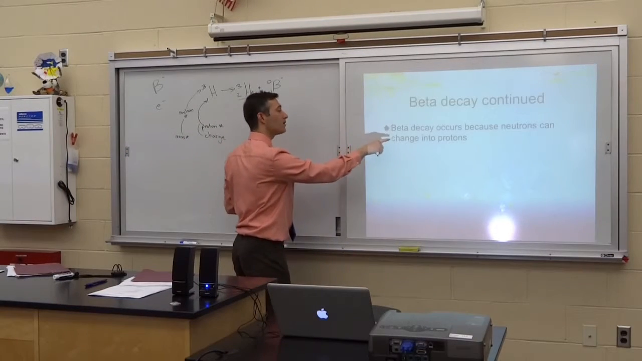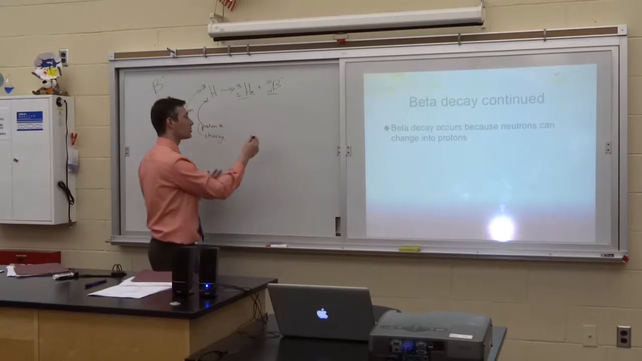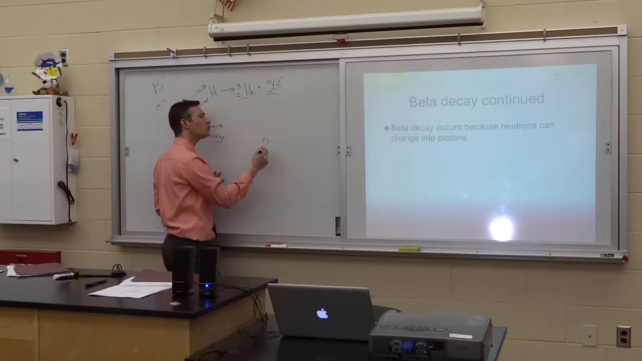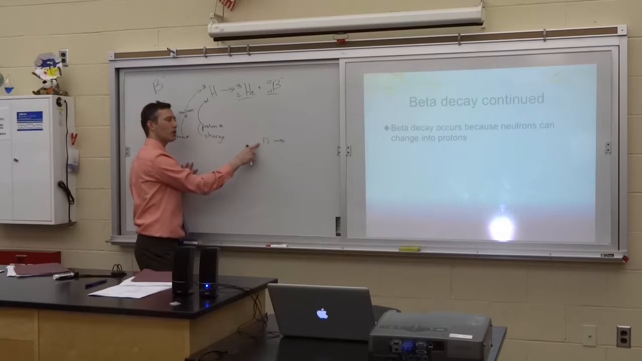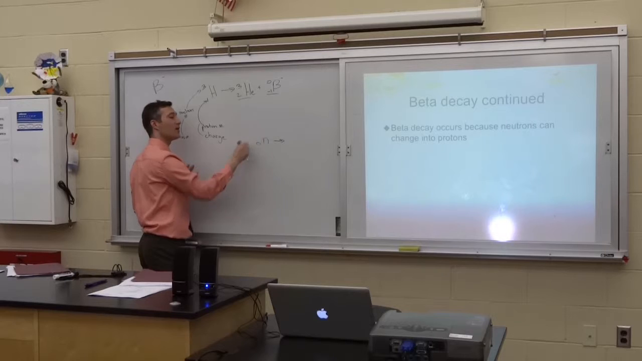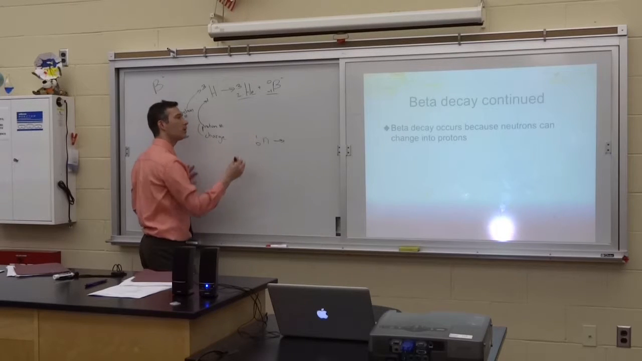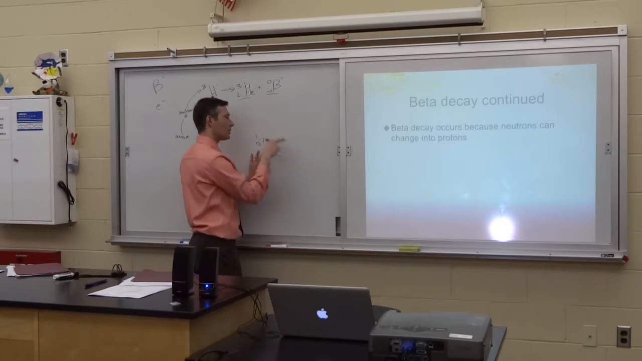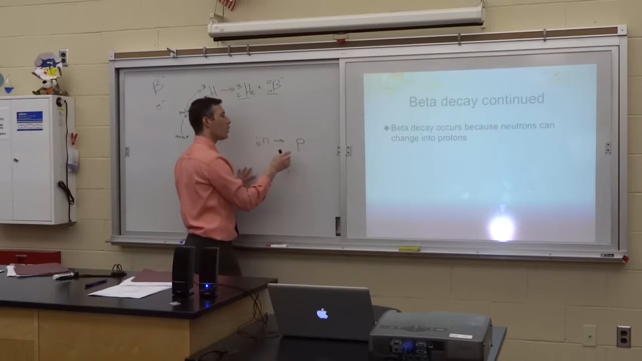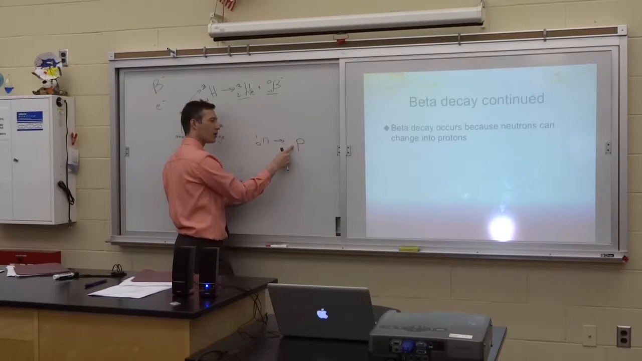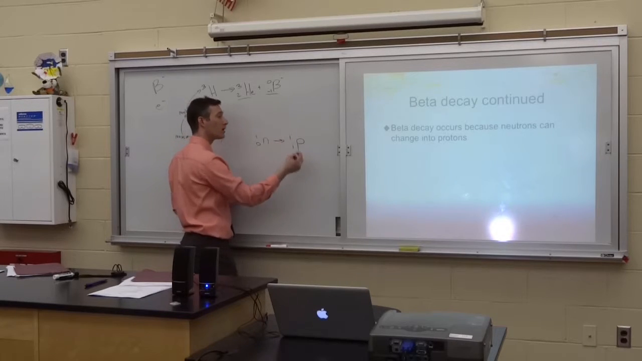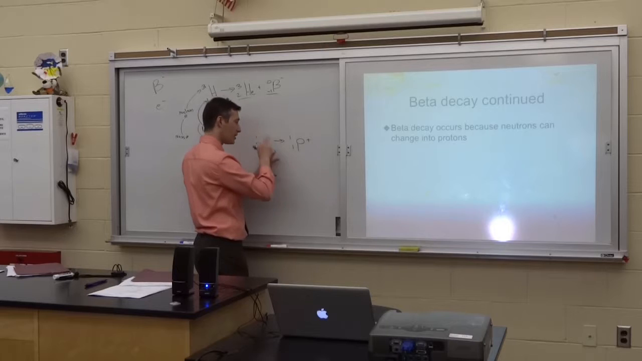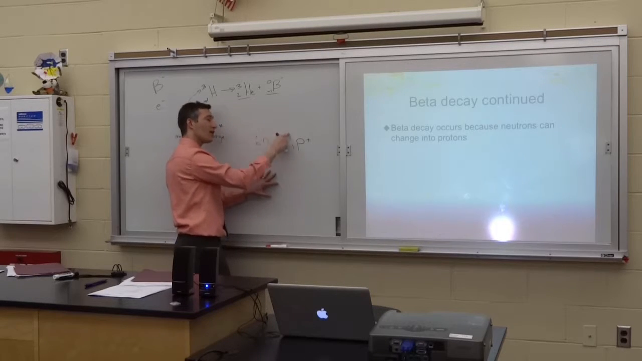And actually, let's do our chemical inventory of that to make sure that that makes sense. So if we have a neutron, what is the proton number of a neutron? 0. What is the nucleon number of a neutron? 1. All right. So we said the neutron is changing into a proton. What is the proton number of a proton? 1. And what is the nucleon number? 1, right? And then, we need to conserve our mass.